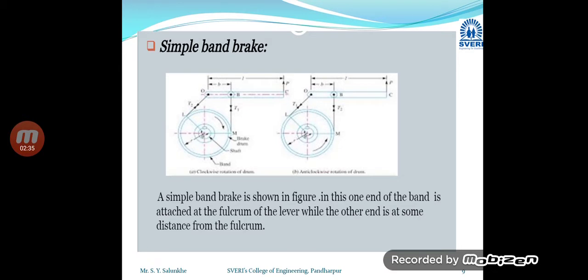These distances are important when we calculate the force on this type of braking system, while we are doing the analysis of forces.